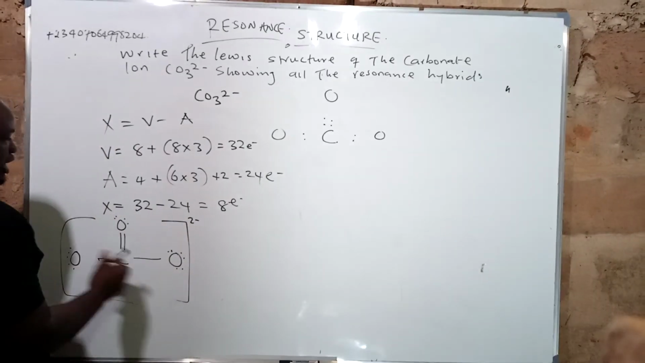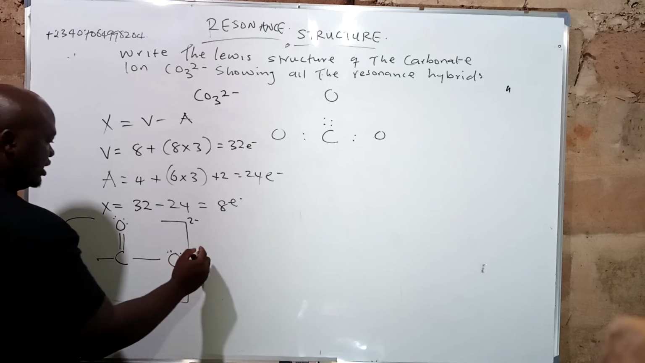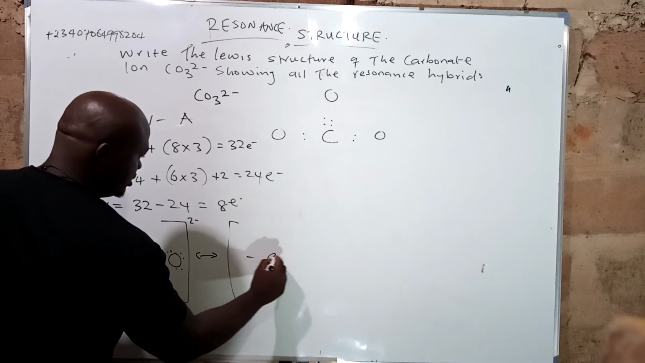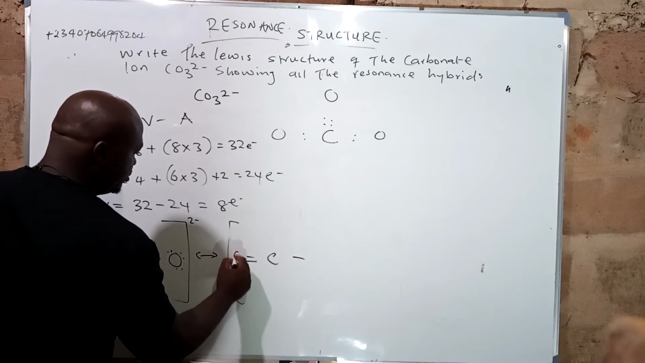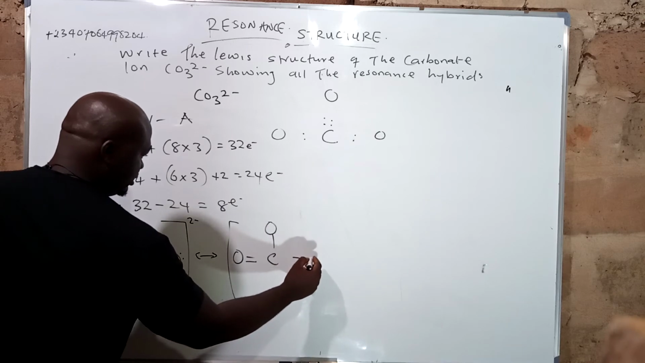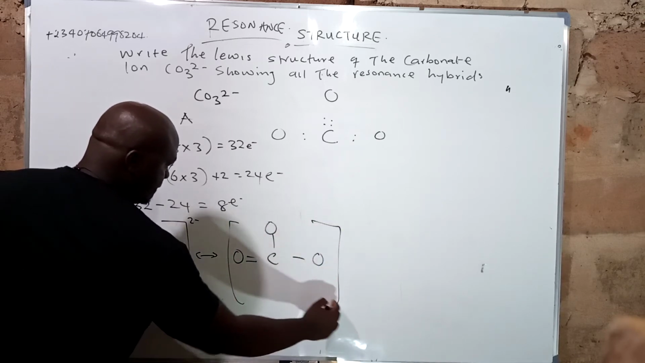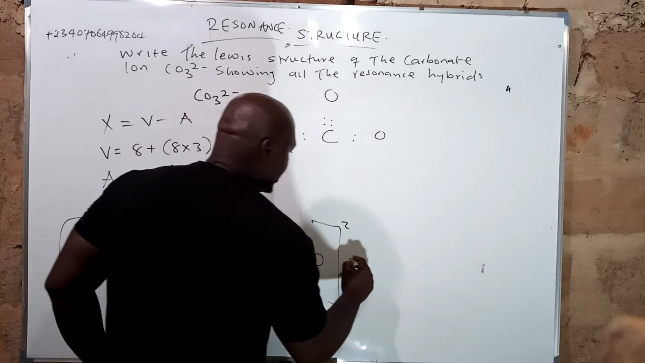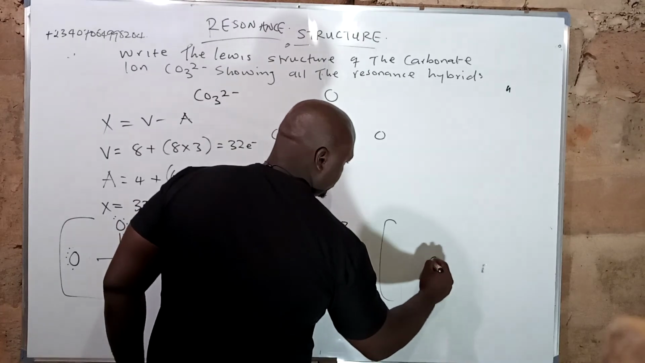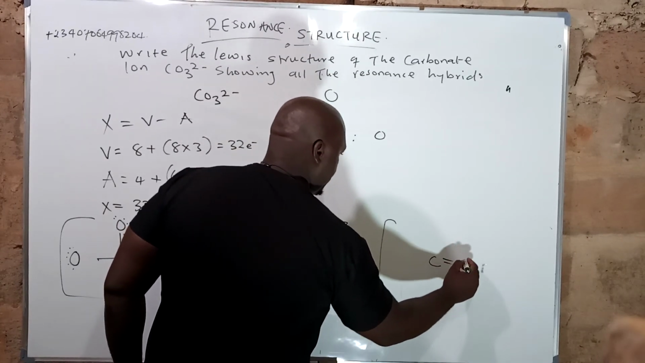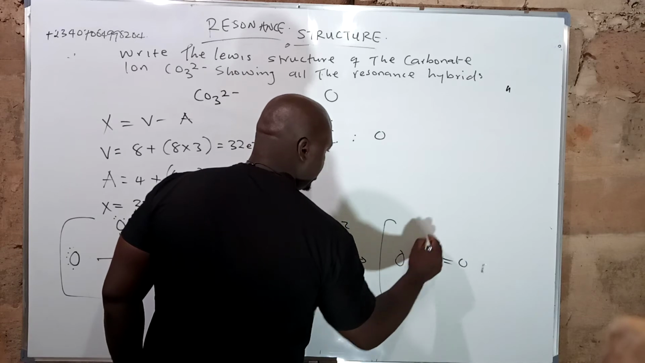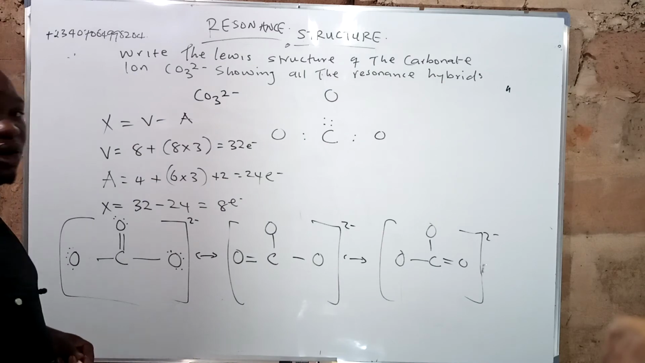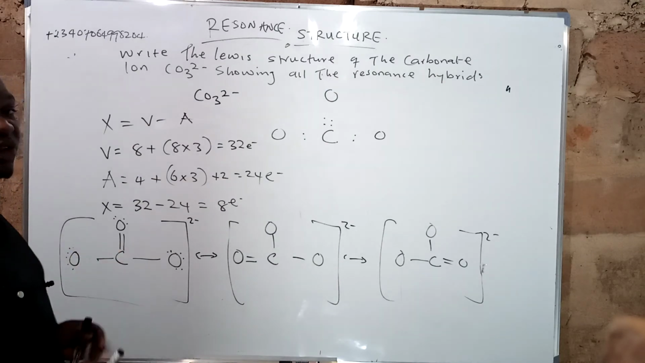So this thing I can actually rewrite. I can rewrite this, and then this can be C. I can bring this double bond here and write it like this. It's all the same. Or someone can choose to also write it like this, to bring the double bond here. They are all the same. So that is where resonance structure comes in.